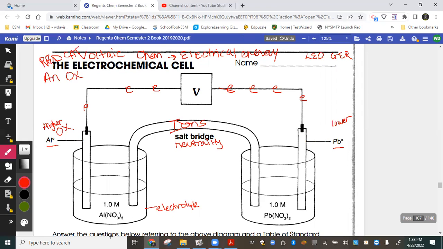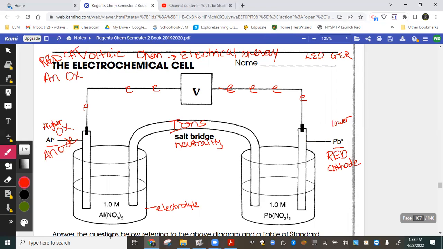And what is our ox? That's our anox. So this is our anode. So aluminum is our anode. And so now the lower metal is the one that gets reduced. So this is going to be reduced, and reduction occurs at the cathode.